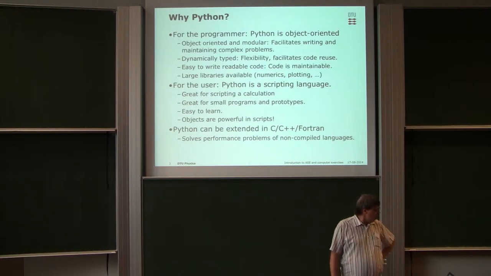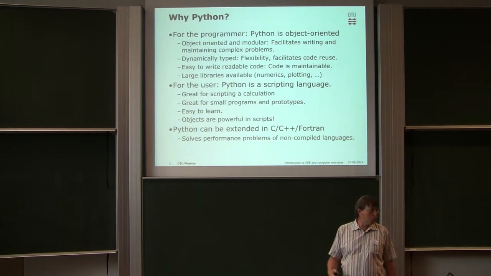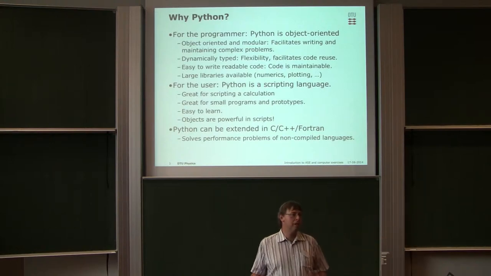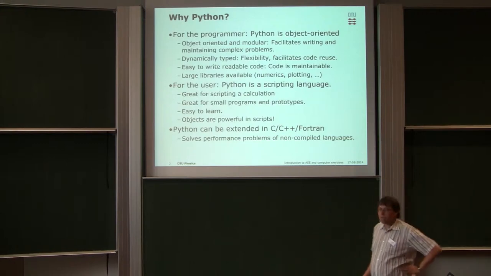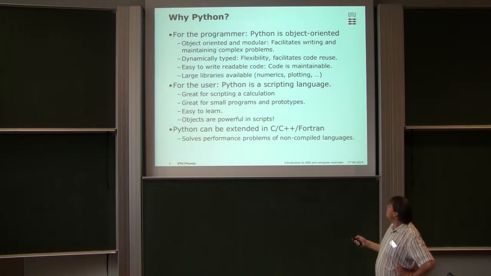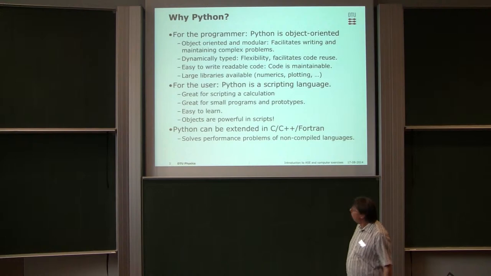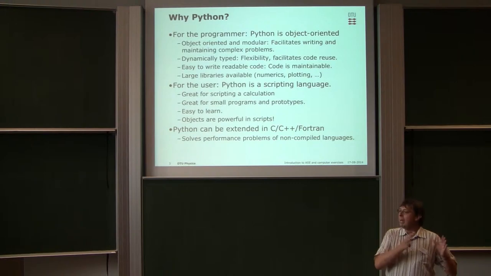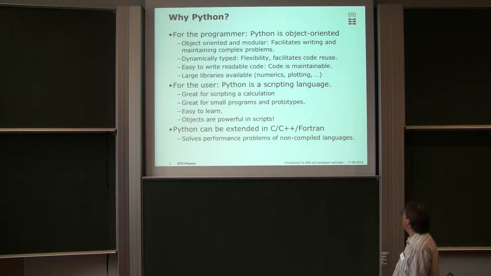So, why Python? Well, Python is a language that we have chosen to be our main glue that glues the different codes together and the main scripting language that we're using. And there are a number of reasons for doing that. For those who are writing code, it's because it's a very powerful object-oriented language that makes it easy to make modular code so that you can have different people working on different blocks and then put them together and get it to work relatively easily.